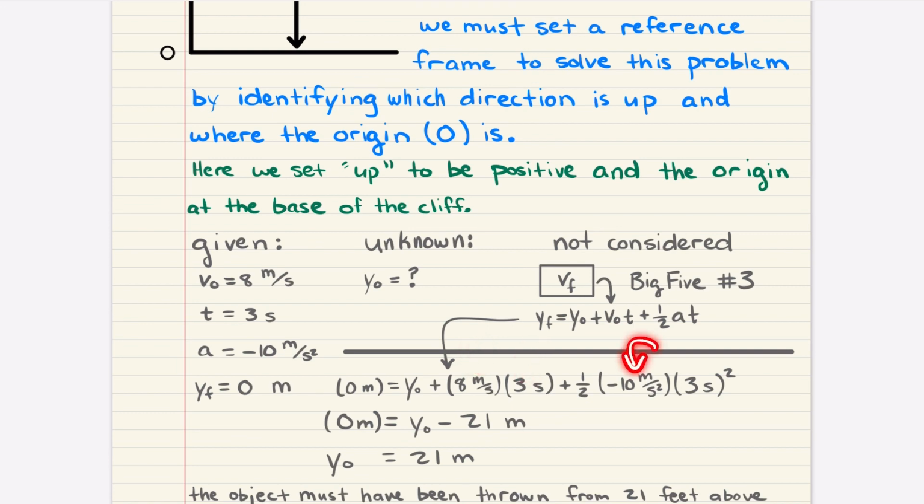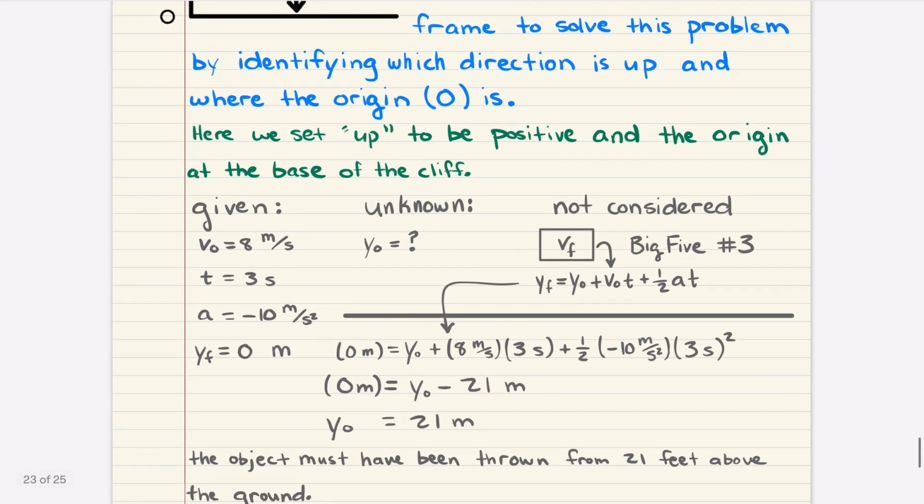One half at squared, so that's negative 10 meters per second squared times 3 seconds squared. If I simplify all this by calculating, I'm left with 0 meters, which was my final position, equal to y naught, the initial position we're looking for, minus 21 meters. Because my final position is 0, I can move y naught to the other side, multiply both sides by -1, and I have an initial position of 21 meters.